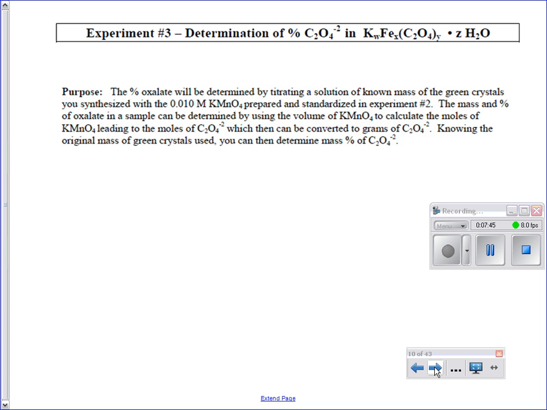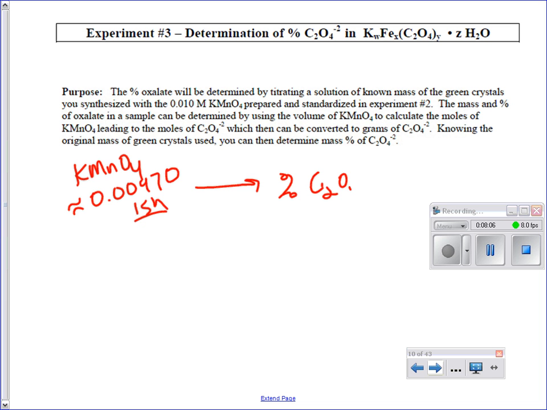So that's experiment 2. The purpose then of experiment 3, you're reversing. You're taking your standardized KMnO4 that you now know the molarity of, maybe it's like 0.00970 or something like that, and you're going to figure out the percent of oxalate in your crystal. So now this is the first time you're actually going to get to use your crystal. Once you've calculated your molarity, you're going to start experiment 3.